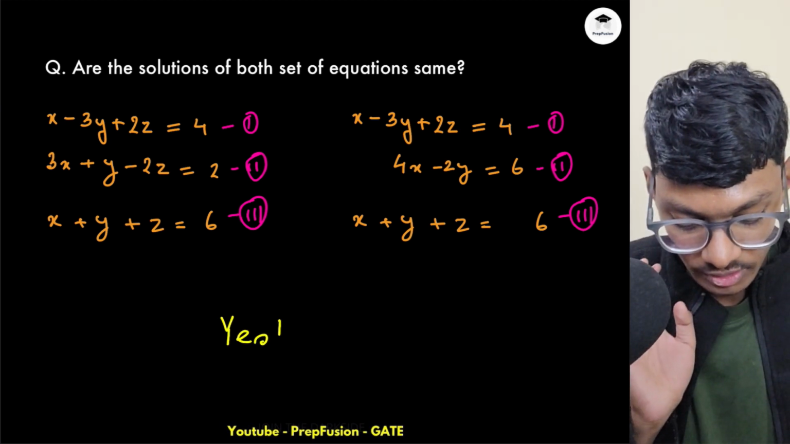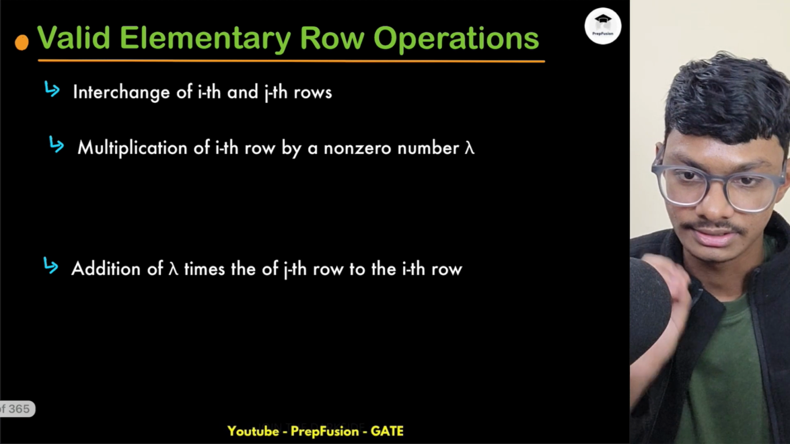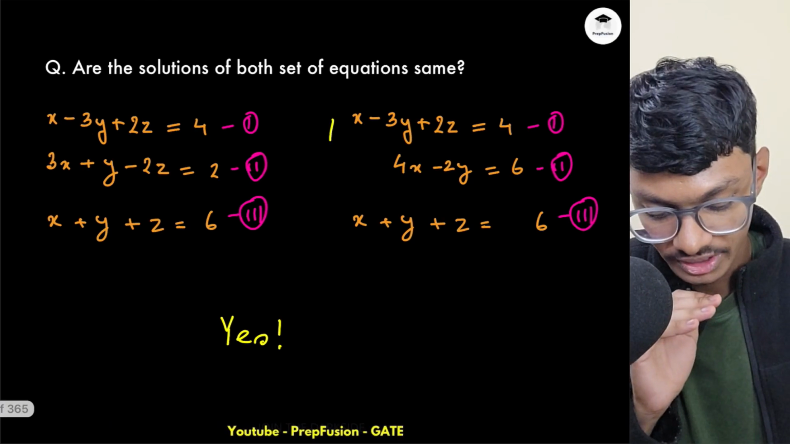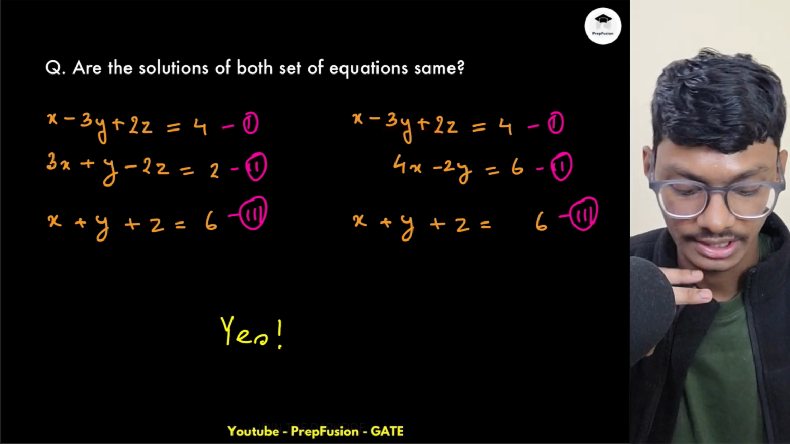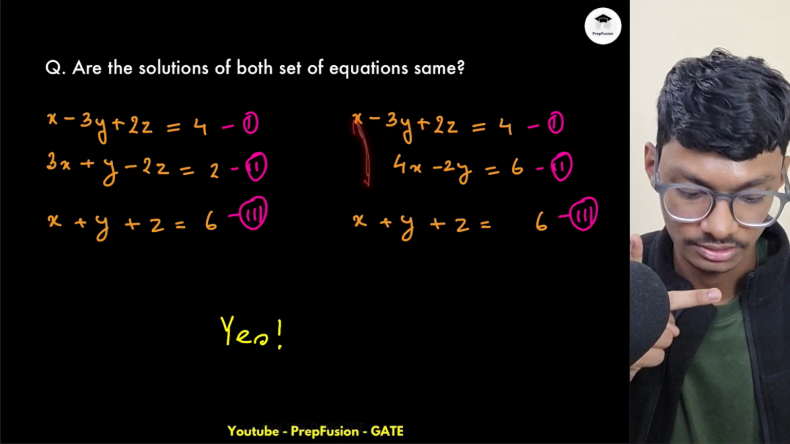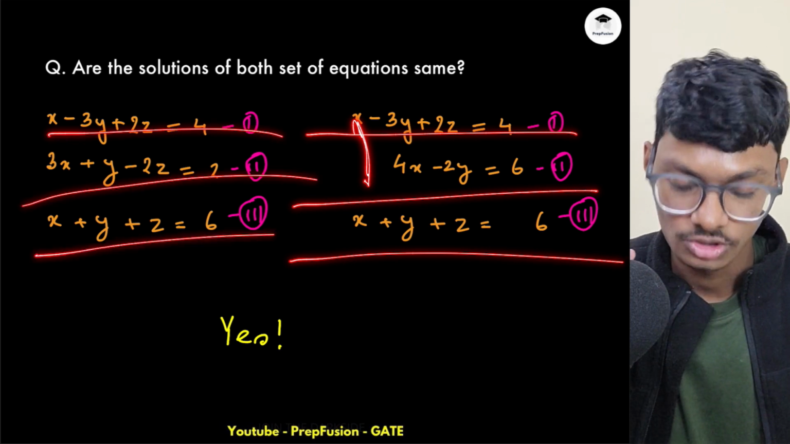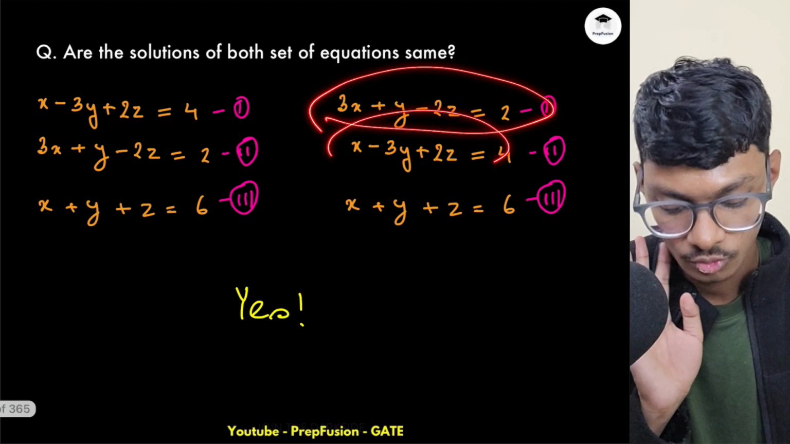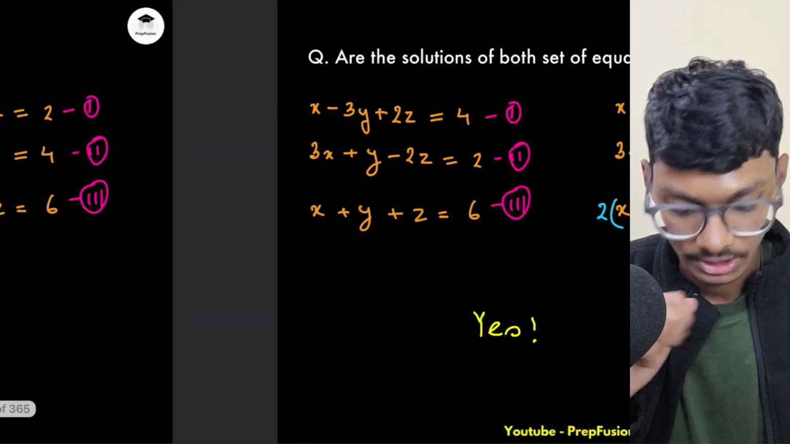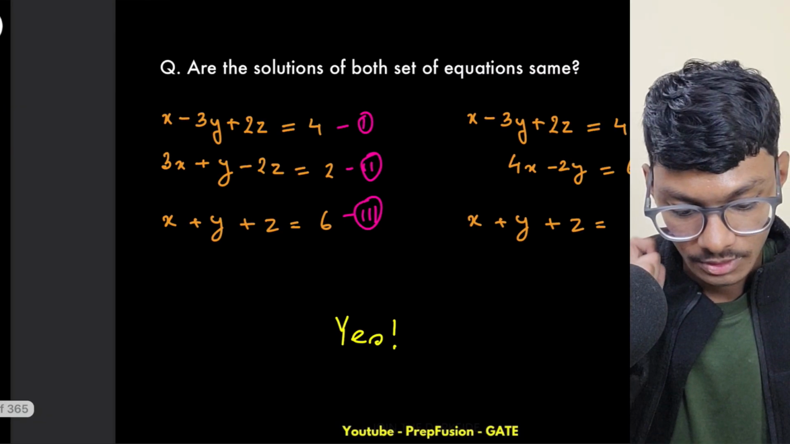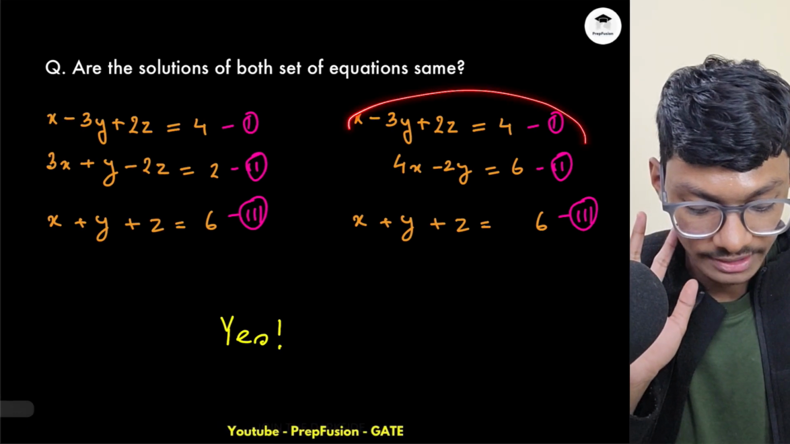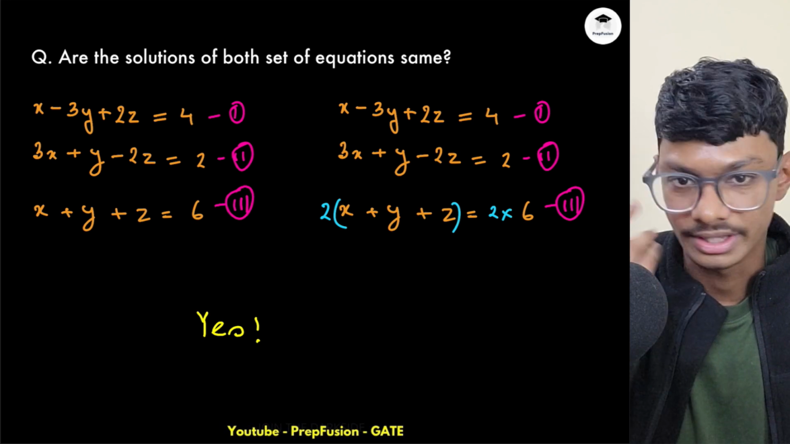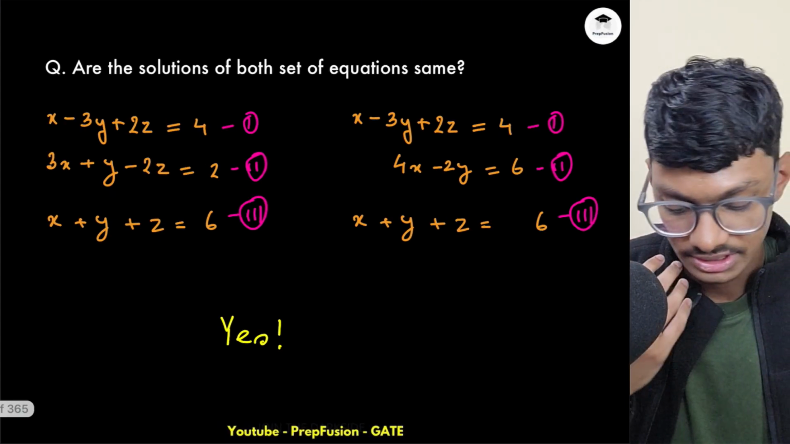So what I am trying to get at here is the valid elementary row operation. Here, I'm operating on whole rows. Either I'm swapping two rows completely, or I'm adding two rows, or I'm multiplying the whole row by some constant multiple, lambda or k, whatever you want to call it. These are the things I'm doing.